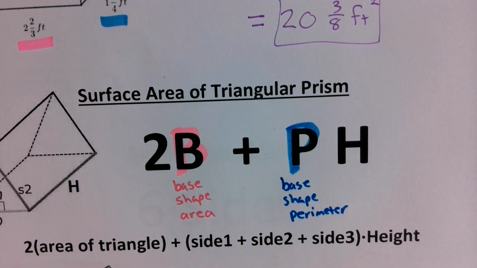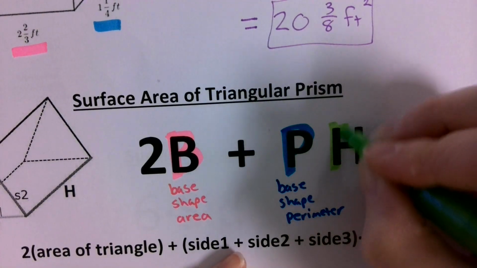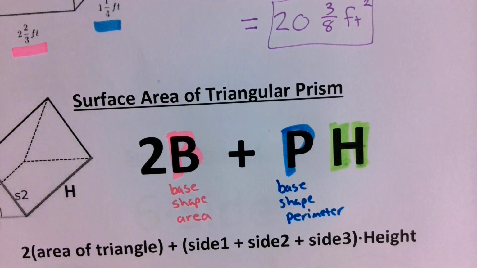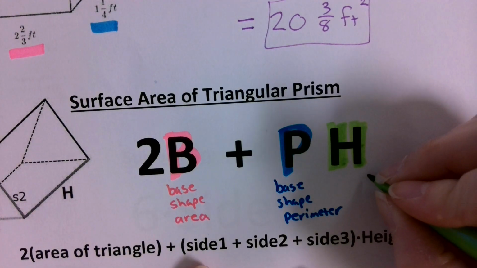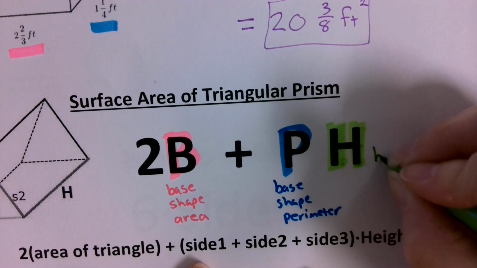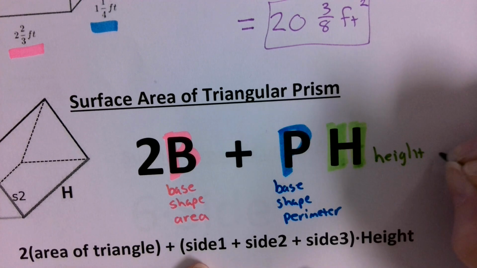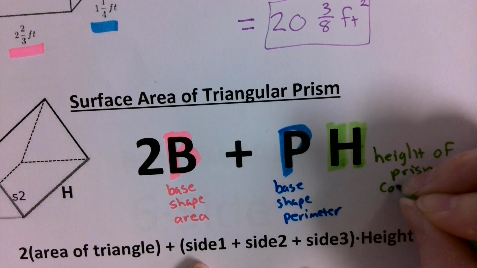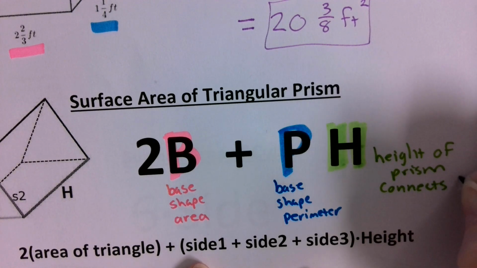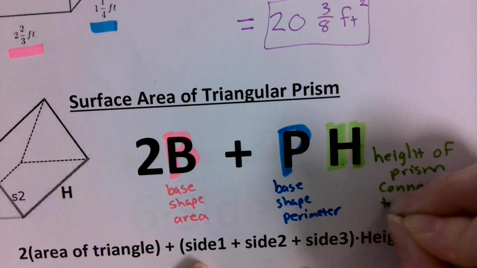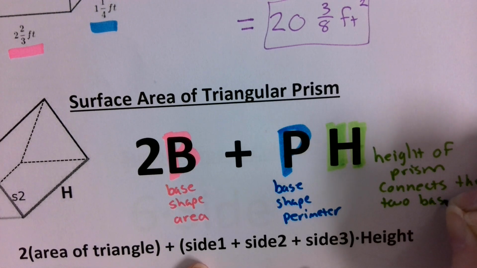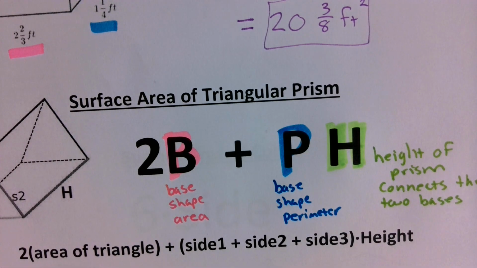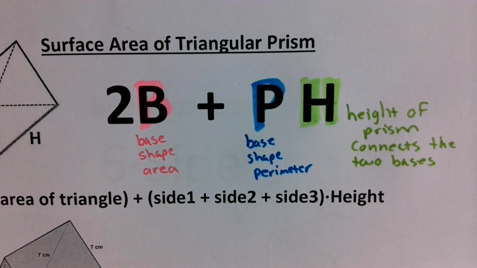And then the capital H represented, and I'll actually do it in green instead of the orange, so that way it just kind of sticks out. Capital H is representing the height. That's the height of the prism. It connects the two bases. Okay, it connects the two bases. It's going to be that connection between them.